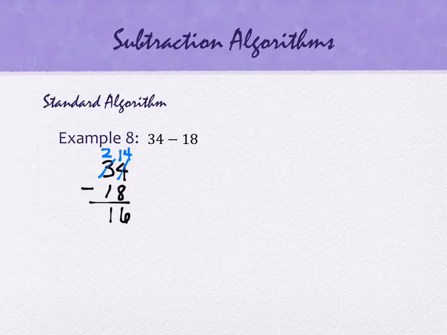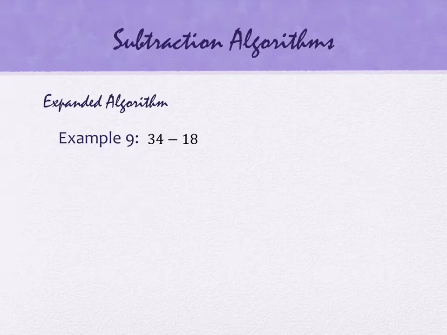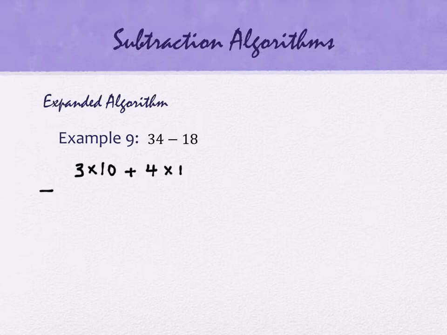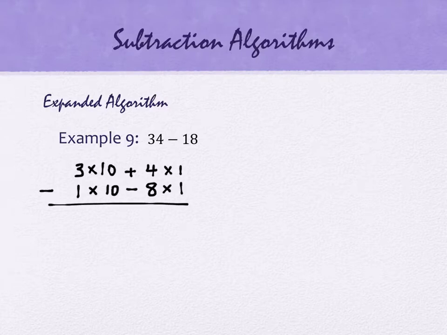So what's after standard algorithm? Expanded algorithm. Yes, it is. All right, so we have our expanded algorithm. Again, it's going to look like base 10 expanded notation. This is 3 times 10 plus 4 times 1. And I want to subtract 1 times 10, which is okay. And I'm going to put the subtraction sign here just to remind yourself. We're also subtracting the 8 times 1, and that, of course, is the part that's not so okay.